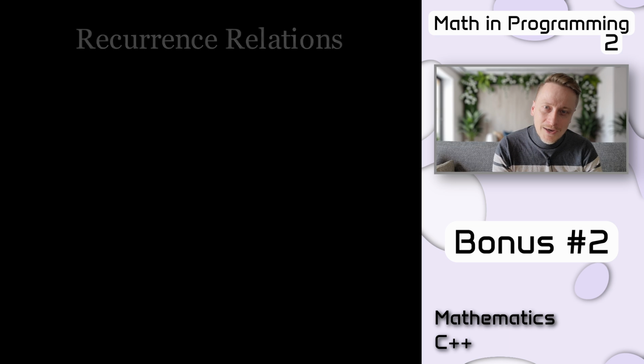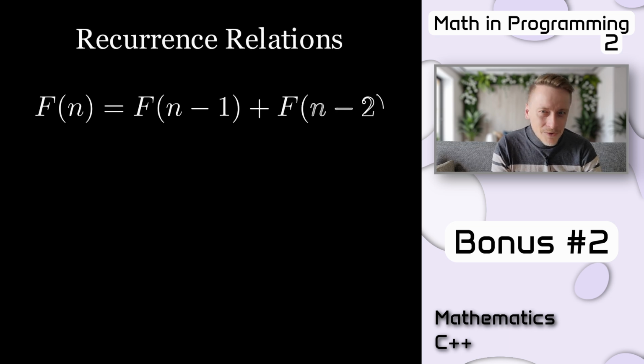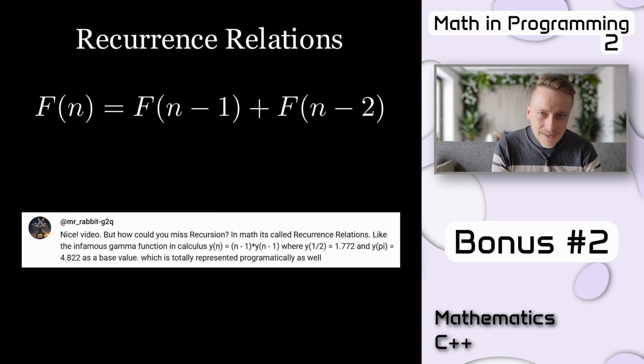Second, we have recurrence relations, where each step depends on the previous ones. You suggested the gamma function, but I'm going to use another example as its implementation can get a little beyond the scope of what I'm illustrating here. The Fibonacci sequence, that is a classic one.